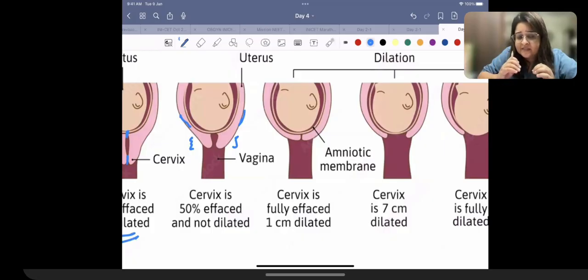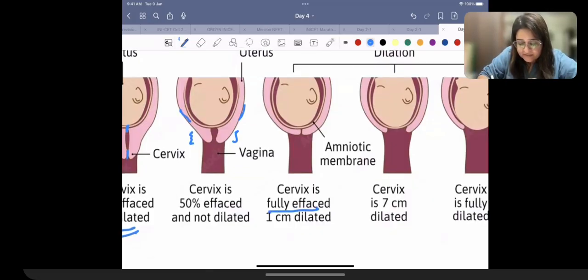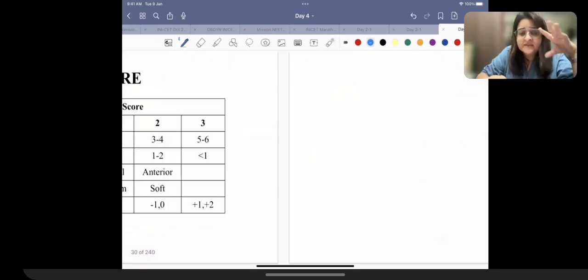This lower uterine segment starts developing in the third trimester of pregnancy, and in labor, the cervix becomes part of this lower uterine segment. Okay, so here you can see it is fully effaced. That means there is no cervix. It's completely part of the lower uterine segment. And then the cervix you can see starts dilating. So effacement usually takes place first, and then the cervix starts dilating also. Both can take place together also. There's no fixed rule. But you should understand what is effacement.